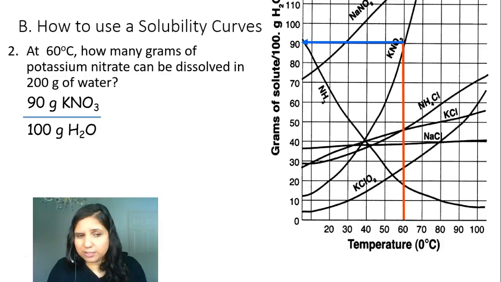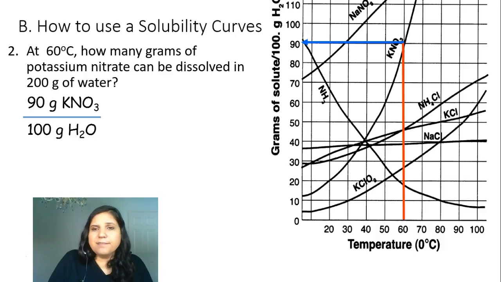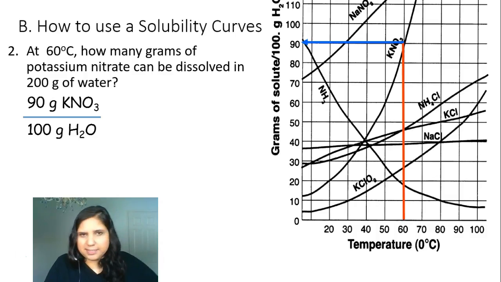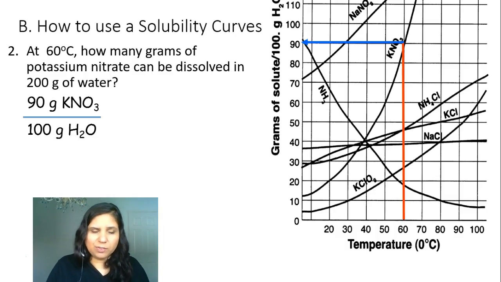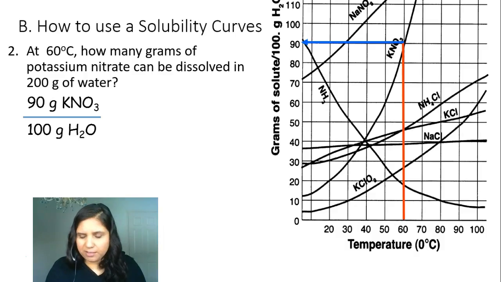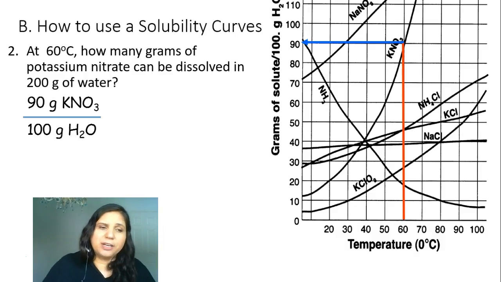Now you can logically figure this one out pretty easily. You can say, okay, if 90 fit in 100 grams, if we have double the amount of water, 200 grams of water, then we're going to have double the amount of potassium nitrate. That's going to be 180 grams. It's not always nice and neat like this, though, so I'm going to show you a process for figuring this out. So if it's an uneven number, like how about 238 grams of water?